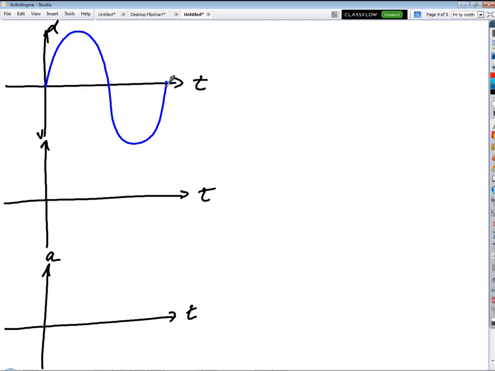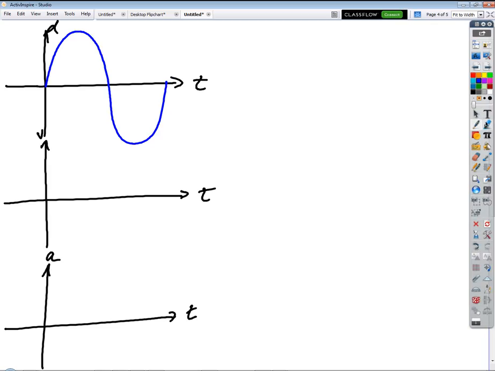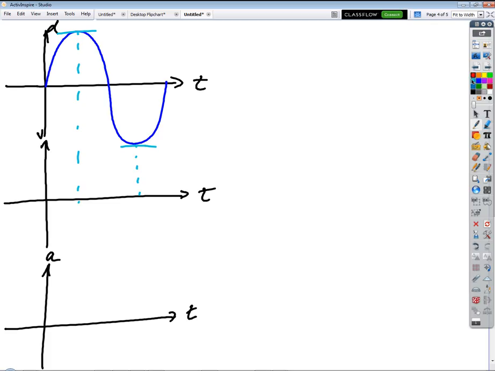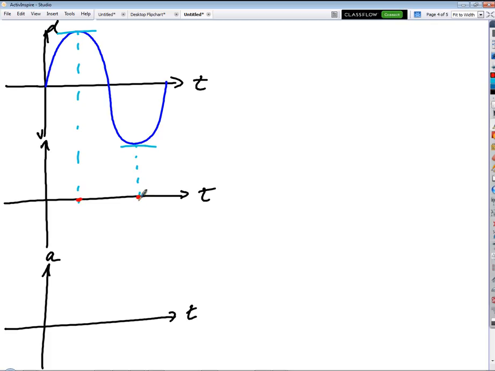Okay, the horizontal tangents, right? So we got these spots right here, right there, and right there. What's the value of the slope at those places? 0. So I know that if I come straight down, those have got to be places where we get zeros for the velocity function.